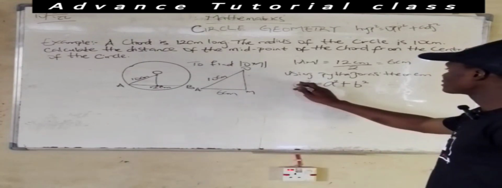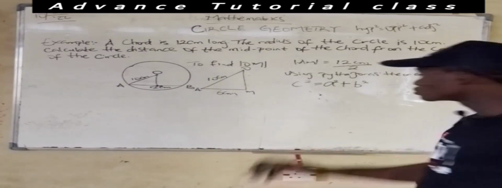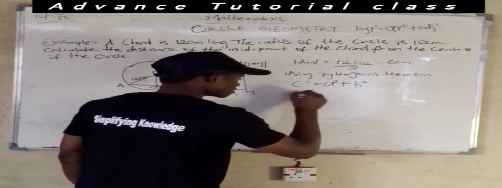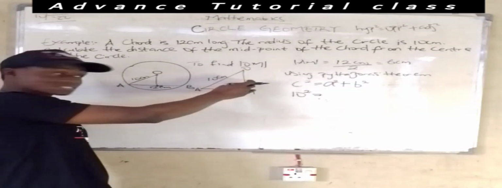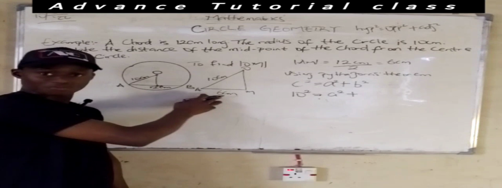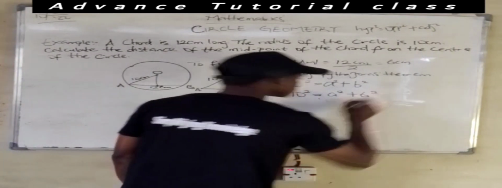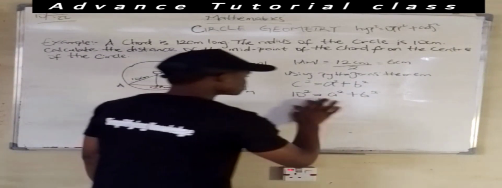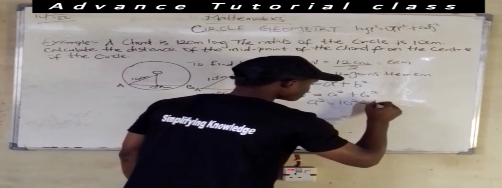So we are finding this side. Our C squared represents the hypotenuse, which is the longest side, and that is 10 centimeters. So I'll write 10 squared equals A squared, which is what we're looking for, the opposite side, plus B squared, which represents this side at the bottom. That's 6 centimeters, so 6 squared. Now, I hope you are really following me along. So A squared becomes 10 squared minus 6 squared.